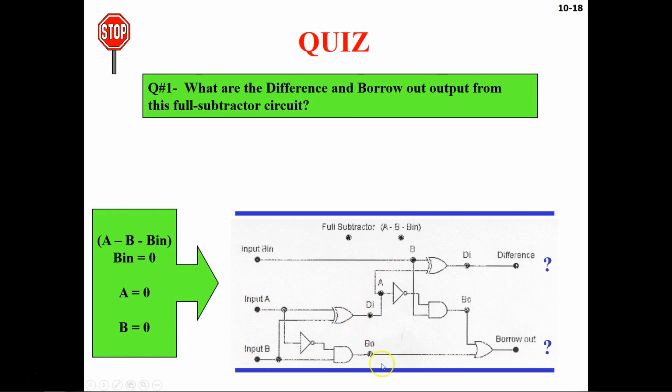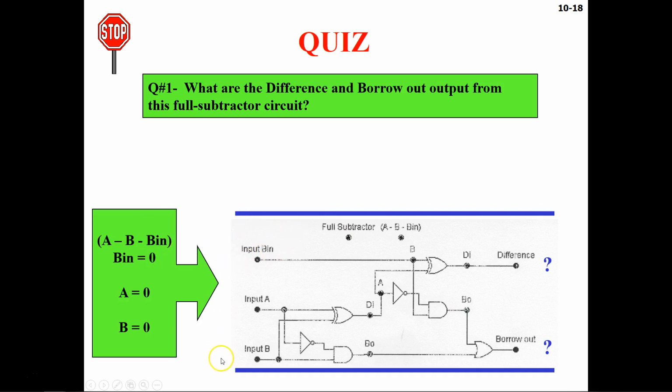This portion is your half subtractor and this portion is your half subtractor. So you can say that this full subtractor is made up of two half subtractors, and then you have this logic gate for the borrow. Now let's see what will happen if you have A minus B minus B in. B in is your borrow in.